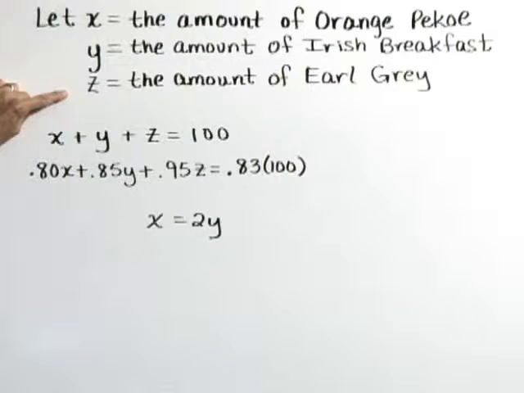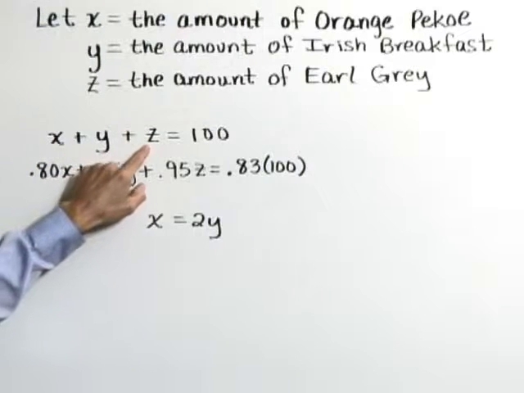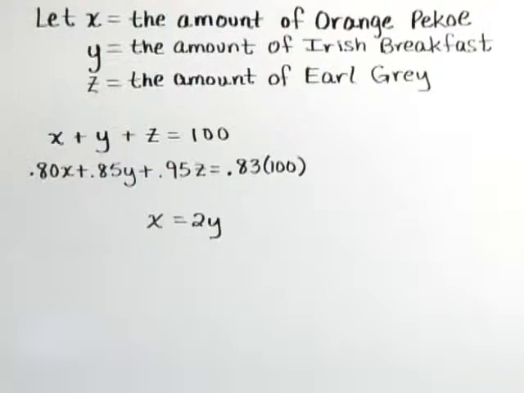Now we want to write a system of equations, 3 equations in fact, to solve for these 3 unknowns. One equation that we can write summarizes the fact that the owner wants 100 ounces of tea total. So X plus Y plus Z is equal to 100.